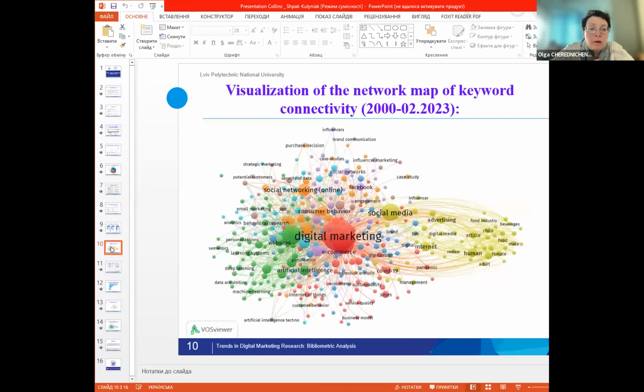I'm wondering about this interesting result that you have, digital marketing research, and at the same time such popular keywords like artificial intelligence, big data, that are related to the topic you research. And could you please show this table once more?